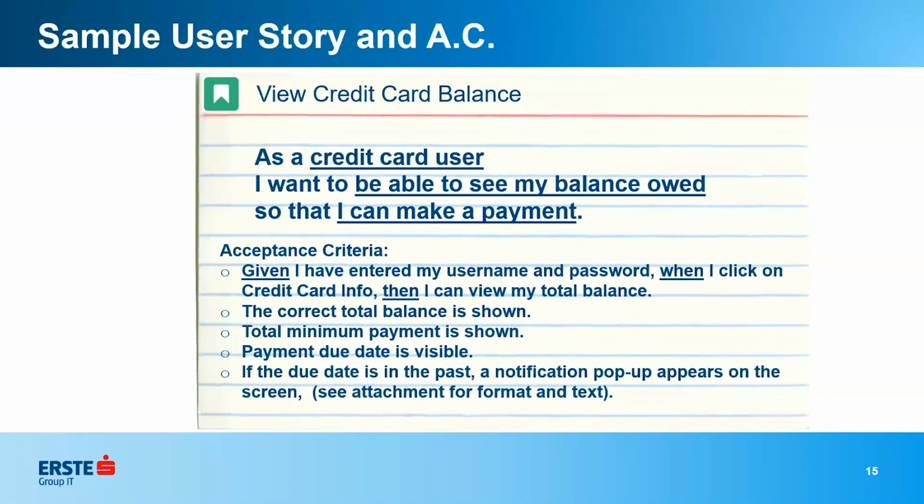And if the due date is in the past, a notification pop-up appears on the screen. So this is a good example of, okay, you don't need to get into the details of how it looks. You can just say, see the attachment for the format of the pop-up window and what text needs to be there. That way it's in the acceptance criteria, but you don't have to get into all the particulars that need to show up on that window.